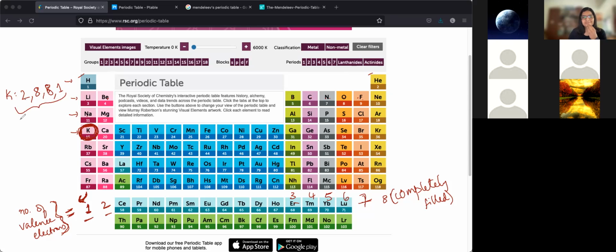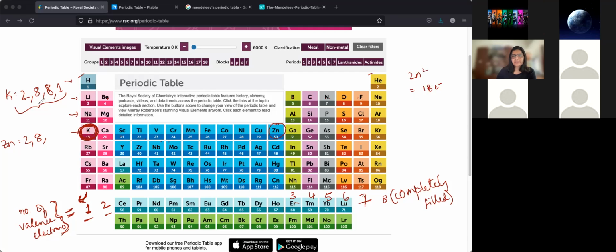Can you show it for zinc? Zinc, definitely. Zinc will be 2, 8. Because it's a D block element, there's a trick to it. First 2 electrons go into the fourth shell and then they start filling up the third shell again. Remember, based on the 2n square property, the third shell can take 18 electrons. So after 8, the remaining 10 electrons get filled after going through the 2 electrons over here.